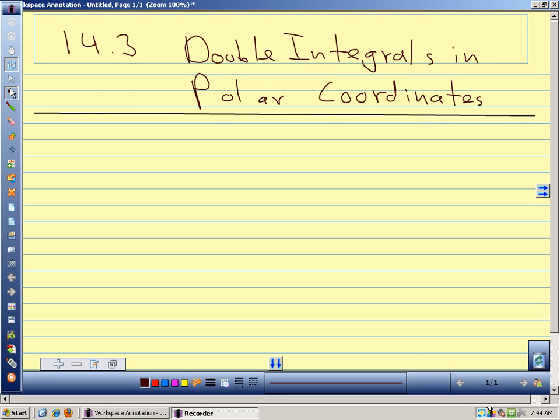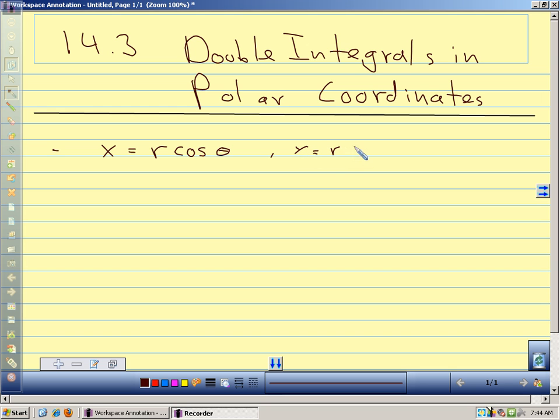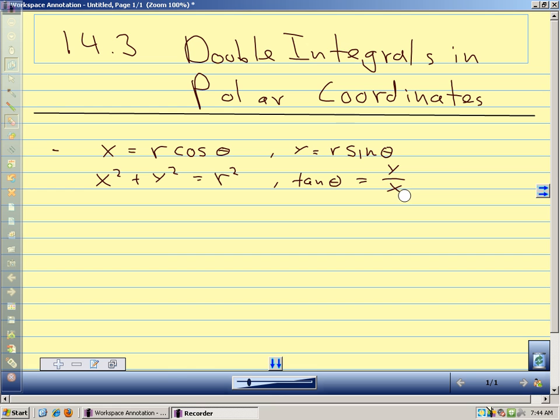So just a couple of reminders for polar coordinates. X equals r cosine theta. Y equals r sine theta. These are just some substitutions that we're going to need as we do these integrals. X squared plus y squared equals r squared, and tangent theta equals y over x. So we'll need these as we do some of these integrals.